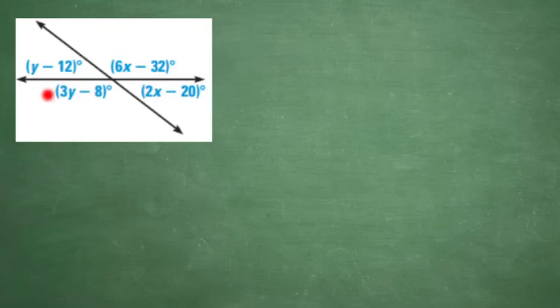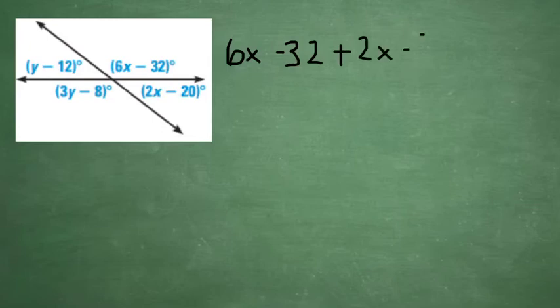Notice our other vertical angles, 3y minus 8 equals 6x minus 32. That won't really help you. However, notice I do have like terms here with a linear pair. So what I want to set up is then 6x minus 32 plus 2x minus 20 equals, what a linear pair is, 180.